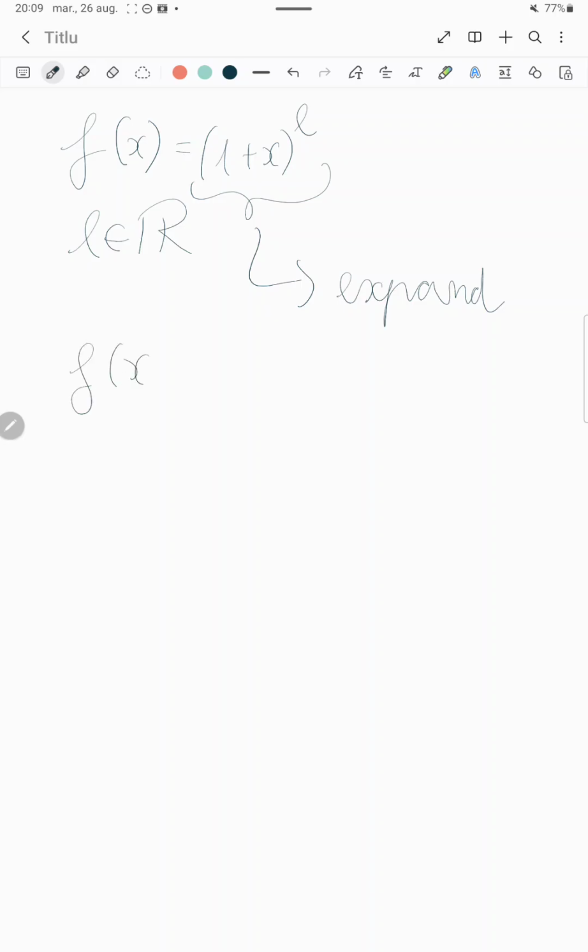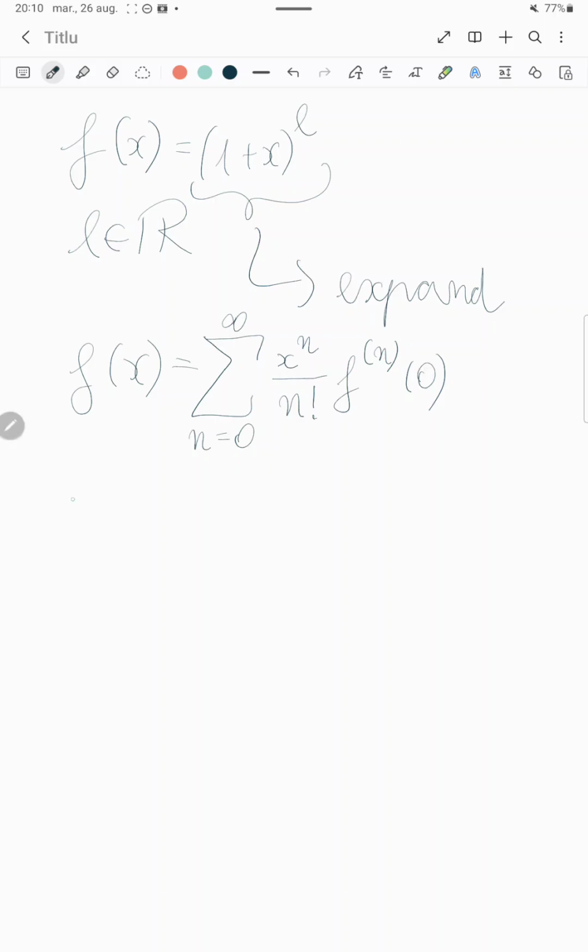We know that f of x is infinitely differentiable, which means that I can do the Taylor expansion of it, and that will be the sum as n goes from 0 to infinity of x to the n over n factorial times the nth derivative of f at the point x equals 0.